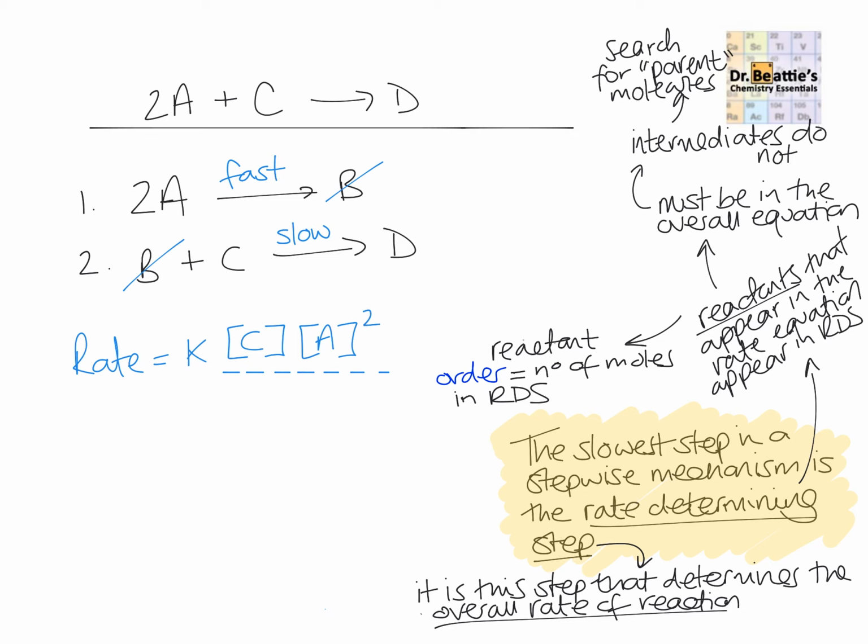Now, I just want to debunk any relationship that you think that the overall equation and the stoichiometry or the molar ratios of the reactants has with the rate equation. Just because we have a 2 here in front of A doesn't mean that it's second order here. And just because there's 1 mole of C doesn't mean it's first order here. This is just a coincidence, and you should never make that link, as the powers here have no relation to the molar ratios in the overall equation.